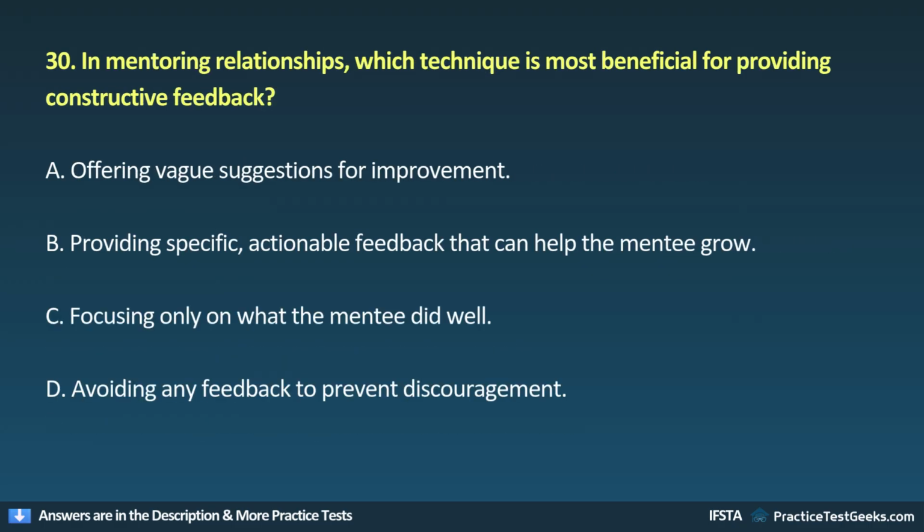30. In mentoring relationships, which technique is most beneficial for providing constructive feedback? A. Offering vague suggestions for improvement. B. Providing specific, actionable feedback that can help the mentee grow. C. Focusing only on what the mentee did well. D. Avoiding any feedback to prevent discouragement.